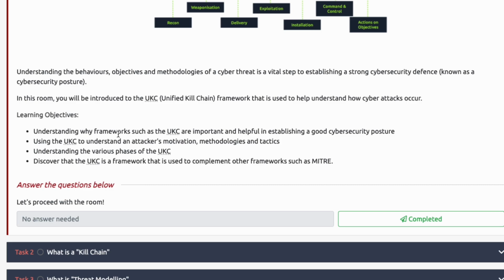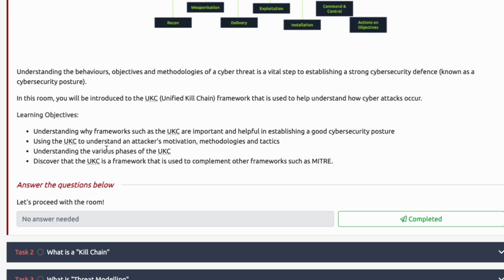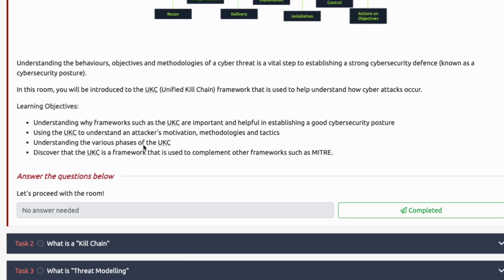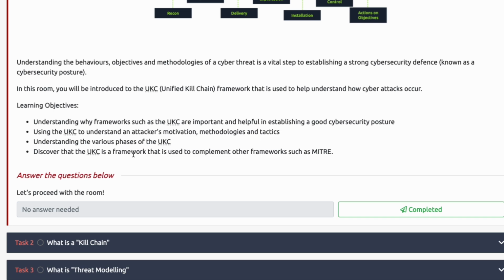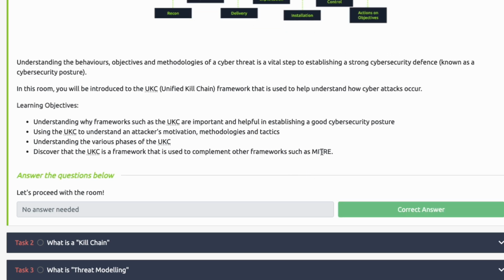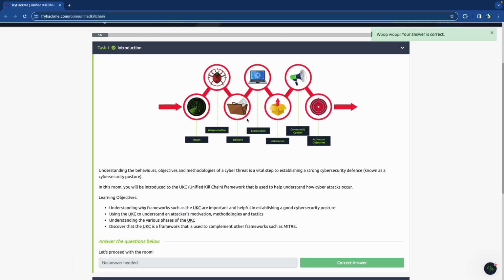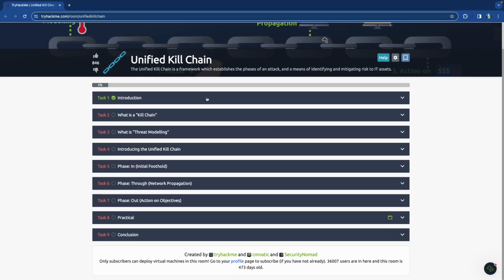So understanding why frameworks such as UKC are important is the objective of the room. That means using UKC to understand an attacker's motivation, understanding the various phases of the UKC, and discovering that the UKC is a framework that's used to complement other frameworks such as the MITRE ATT&CK framework, and of course the cyber kill chain. So that's the introduction of this room.